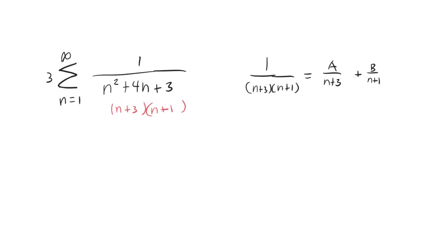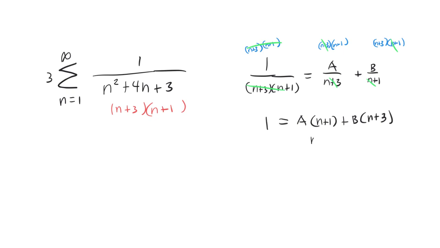And at that point, what you would do is multiply literally everything by the least common denominator. So we have this, n plus 3, n plus 1. These would all cancel, of course. The n plus 3s would cancel, and the n plus 1s would cancel. Next thing you know, you have 1 equals a times n plus 1 plus b times n plus 3.